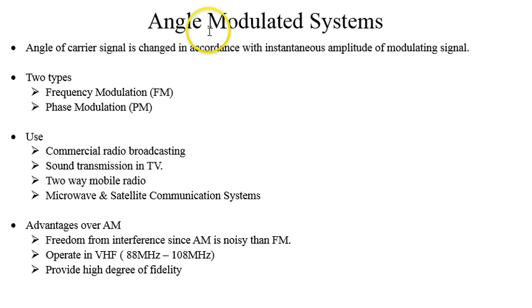We start with the angle modulated systems. Here the angle of the carrier is changed in accordance with the instantaneous amplitude of the modulating signal. There are two types of such modulation schemes available. One is frequency modulation and the other is phase modulation. So this part of the video will talk about these two schemes and try to summarize the important observations which are related to these modulation schemes.